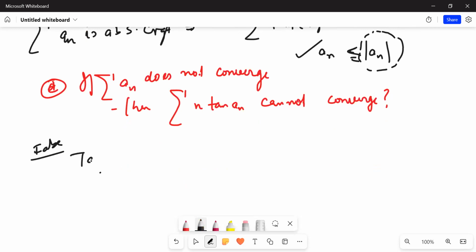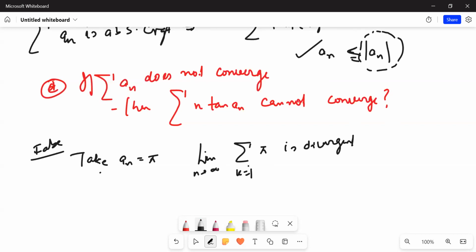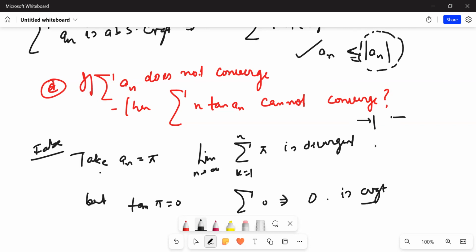Why? Take an to be equal to something like, let's say, pi. I know that summation pi is divergent because summation pi would be adding pi n times, and as the limit n tends to infinity, it will be divergent. But what is 10 pi? 10 pi is simply 0. So basically it is equal to summation 0, and indeed it is 0. So it is convergent here. So therefore the statement is false.